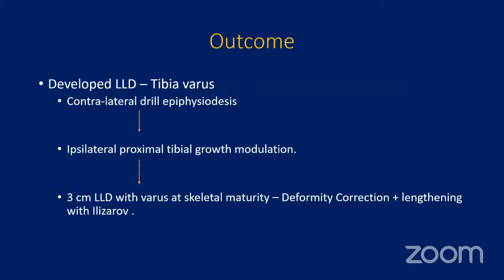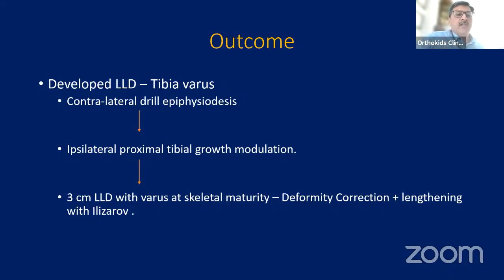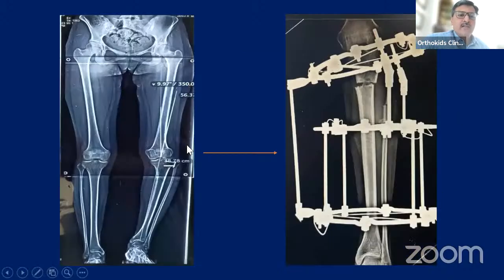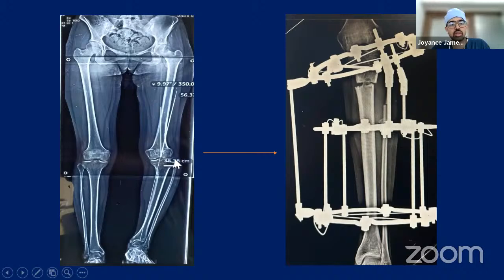Yeah, I remember. Although her lesions resolved, it left behind a limb length discrepancy and angular deformity because the lesion was kissing the growth plate. So she developed differential growth at the knee joint. Joyance, tell what we did. Yes. This was her X-ray at skeletal maturity, the scanogram. She developed a varus deformity along with a limb length discrepancy of 3 centimeters. She had previously undergone a contralateral epiphysiodesis with drill and also a hemiepiphysiodesis of the lateral proximal tibia. But in spite of that, at maturity she had a 3 centimeter limb length discrepancy, and she is currently in deformity correction plus lengthening with Ilizarov.